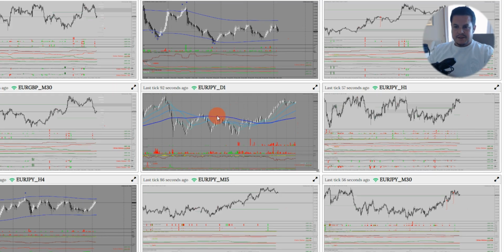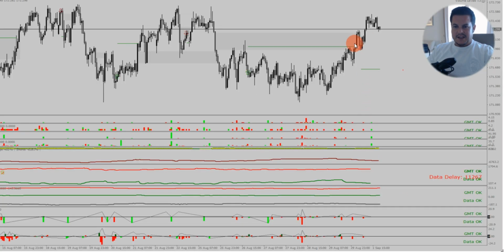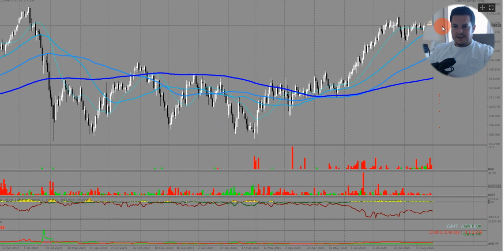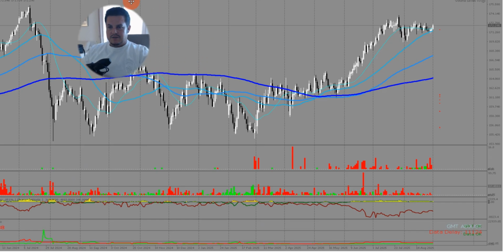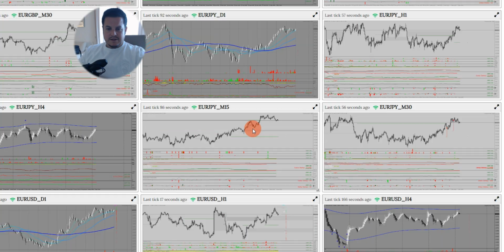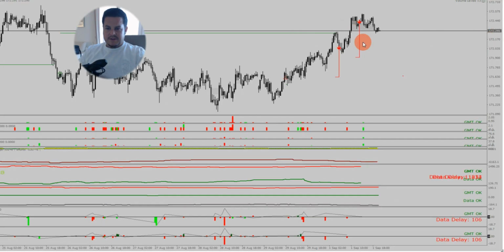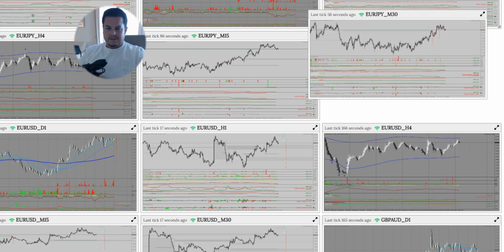Euro yen, we had this beautiful long trade here towards the MTS. Now we have a lower MTS, but it's also in a consolidation, even on the day chart, as you can see. So I'm not placing a trade in euro yen, even though we have on the 30-minute chart some OSTs and it can come off a little.